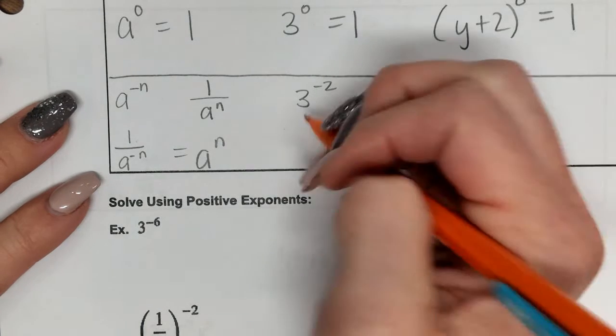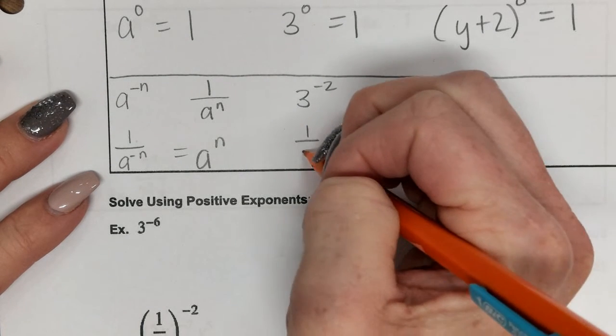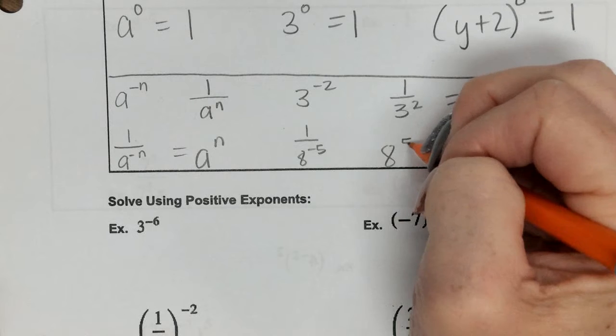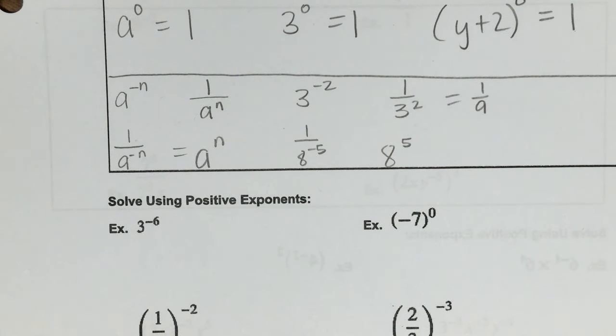Okay, so what if I have 1 over 8 to the negative 5th, and I don't want a negative in my answer, but that's what I got. So it would be 8 to the 5th. You just bring it back to the top and take the negative off.